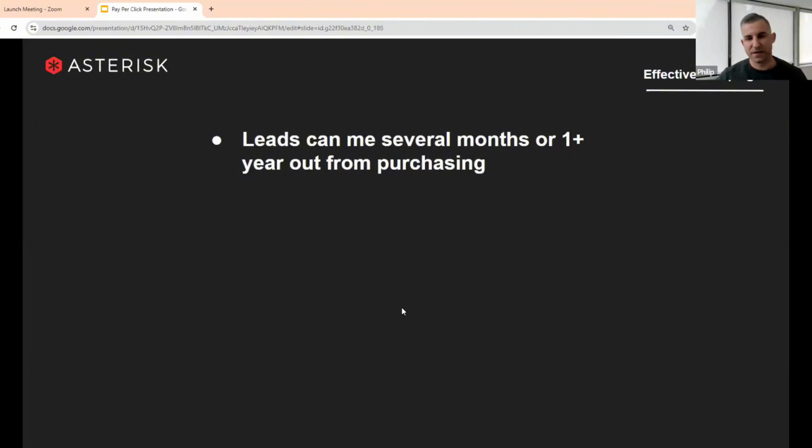So leads can vary. Leads can be several months out. They could be a year out. We did a study of 30 of our clients recently, and they said it was approximately 4 months before they got their closing from pay-per-click. And again, that can vary, and that's why longevity is extremely important with pay-per-click.